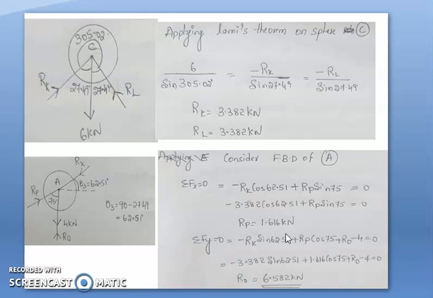And applying one more equation of equilibrium, summation of Fy equal to 0, it will be minus RK acting vertically downward, sin 62.51 degree, plus RP cos 75, plus RO acting vertically upward, minus 4. Here RK is already known to us, and again RP is known to us from the previous part, the Fx equation. It is 1.616 and only unknown will be RO, and RO works out to be 6.582 kilonewton.